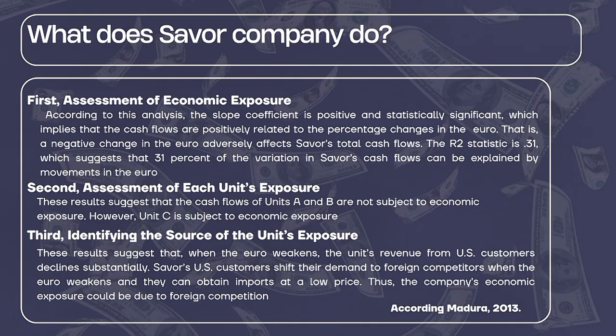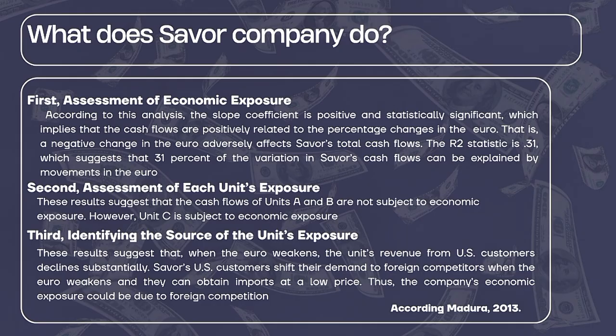The second, assessment of each unit's exposure. To determine the source of the exposure, Sever applies the regression model separately to each individual unit's cash flow. This result suggests that the cash flow of unit A and B are not subject to economic exposure. However, unit C is subject to economic exposure.